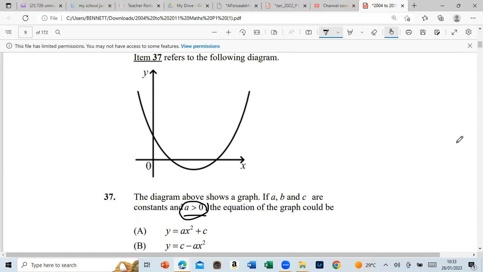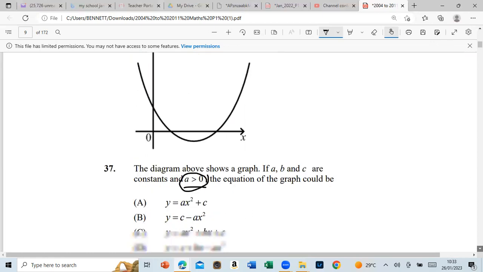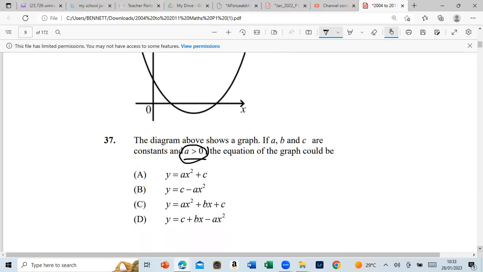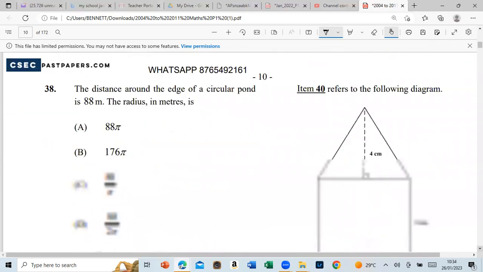Coefficient is greater than 0. Which of these is equal? Alright, so I'm going to go with C. That's a quadratic graph.